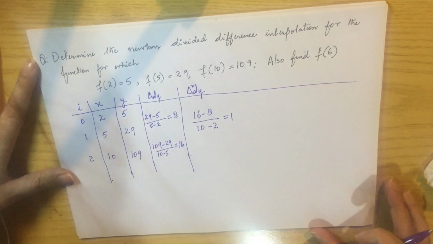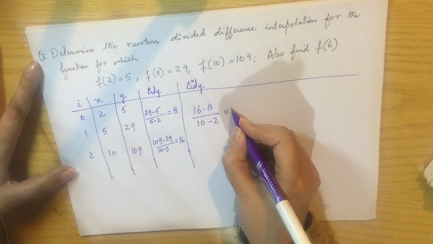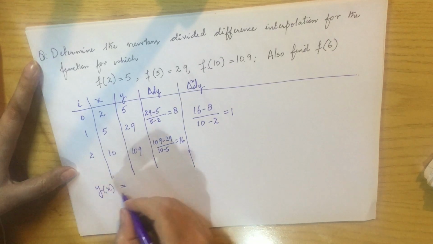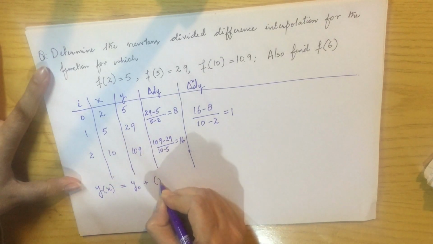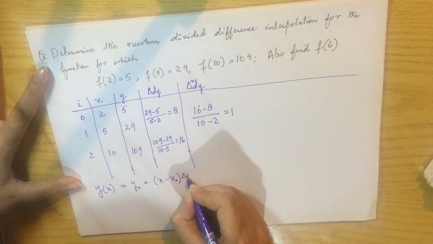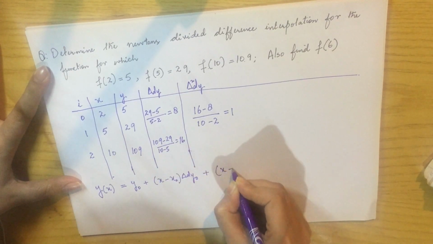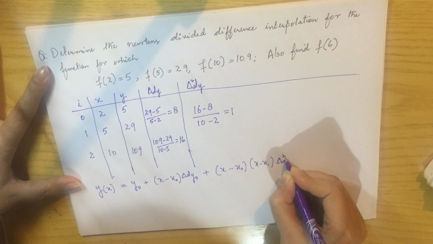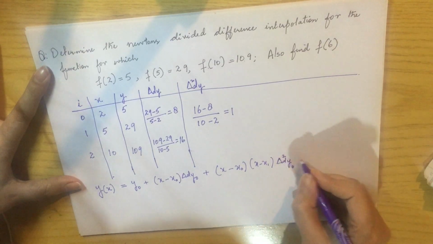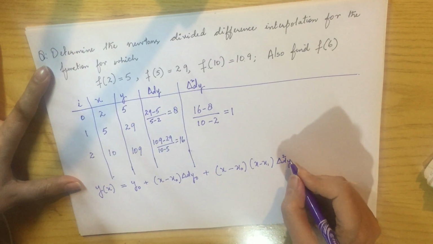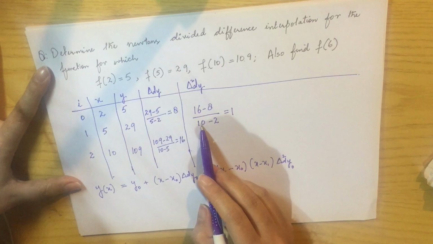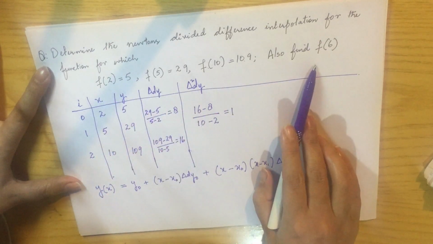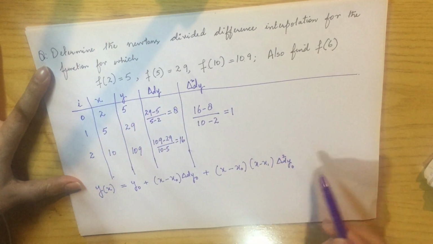Fine. So now let's put it in the formula. As we know, Newton's divided difference formula: y of x is equal to y0 plus x minus x0 delta dy0 plus x minus x0 times x minus x1 delta square dy0. We cannot go beyond that because we have the terms up to delta square dy only for the Newton's divided difference table, which we made for this function for the given question. So we cannot move beyond this, we have to stop here.